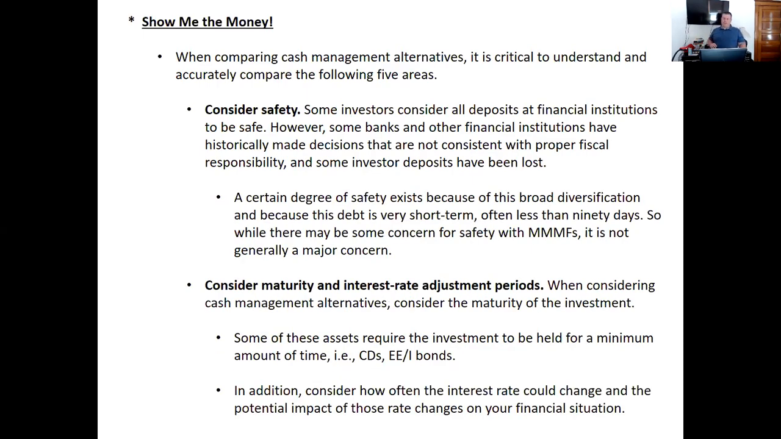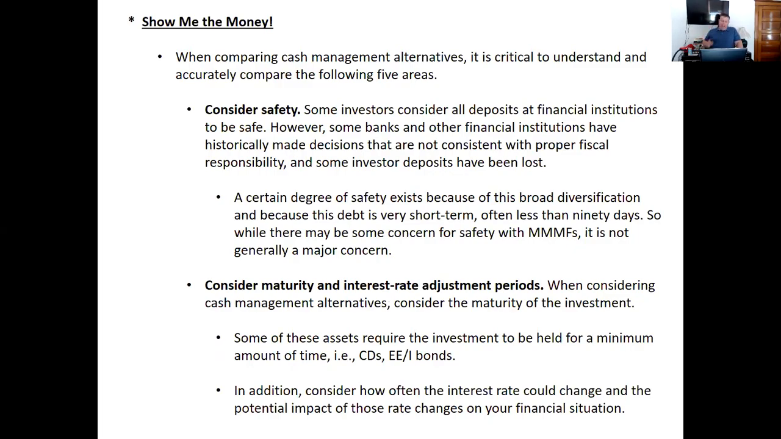A certain degree of safety exists because of this broad diversification in a mutual fund, and because this debt's very short term, often less than 90 days. So while there may be some concern for safety with MMFs, it's not generally a major concern.